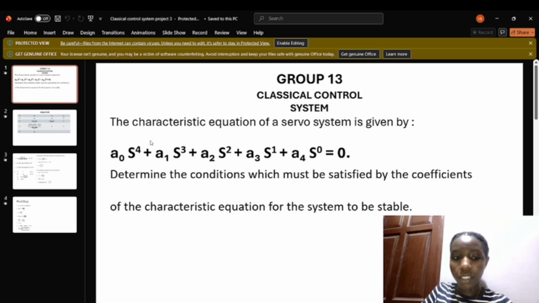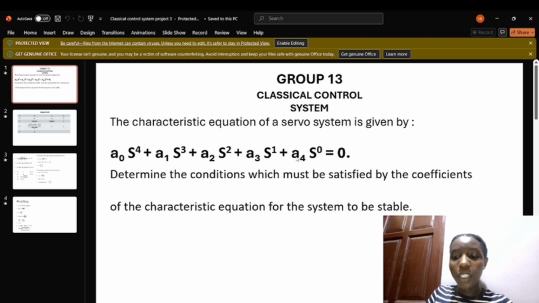So this is the characteristic equation, and the S4, S3, S2, S1, and S0 are the poles, and the A0, A1, A2, A3, and A4 are the coefficients of the characteristic equation. So the question is saying that what condition of the coefficients will make this characteristic equation stable?